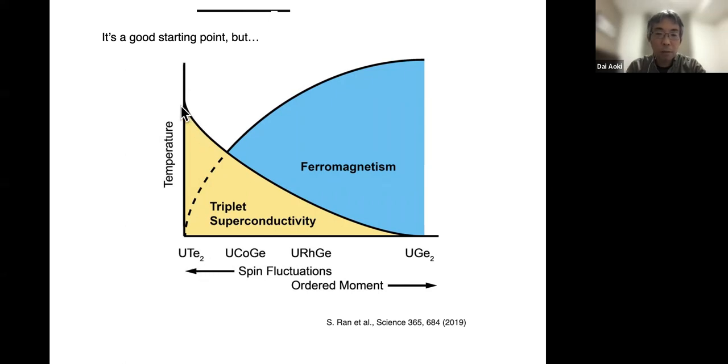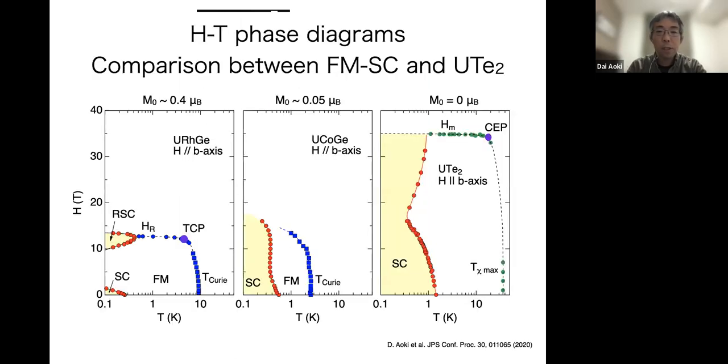So uranium ditelluride is located here because this is a paramagnet. It's not a ferromagnet, but it is believed to be on the verge of ferromagnetic order. But I would emphasize that this is a very good starting point, but maybe it is too simplified. So here, I want to show you some highlights of ferromagnetic superconductivity and uranium ditelluride.